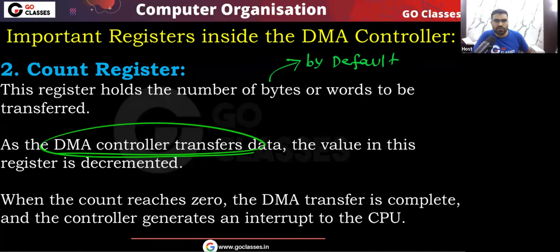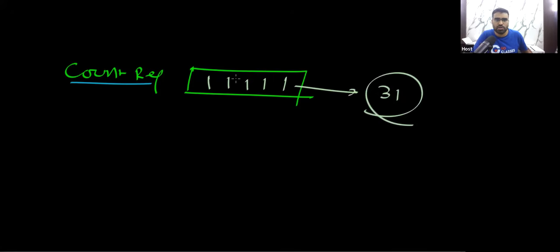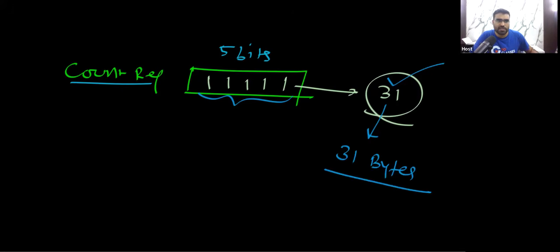Now, whenever you transfer a byte, what will happen? For example, let's assume this is your count register, which is 5 bits, and you have some value in it, for example 11111. What does this value mean? This is 31. Do you agree? It simply means 31 bytes we need to transfer. Okay, is this clear?